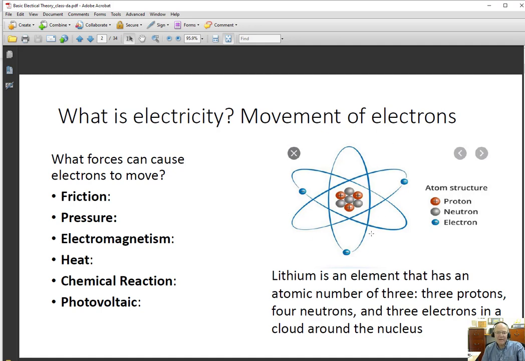This is an atom, or at least a schematic of an atom. This happens to be an atom of lithium, which is used frequently as an illustration for this concept, just because it's fairly simple. Lithium has an atomic number of 3. It's an element on the periodic table. We'll look at that briefly. And on the periodic table, its atomic number is 3, which means it has 3 protons. Well, it has 4 neutrons.